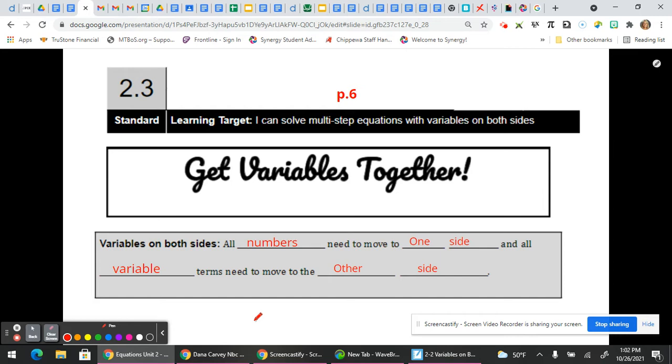So last week, actually on Monday, we went through page 6 and we filled in "I can solve multi-step equations with variables on both sides." So here's what we want to know. We want to get our variables together. In order to solve, we need to combine all of our variables together on the same side of the equal sign. We did fill this part out already, so just double check that you have that on the top of page 6. Variables on both sides: all numbers need to move to one side, and all variable terms need to move to the other side. It's a pretty important concept that we'll be working through here today.